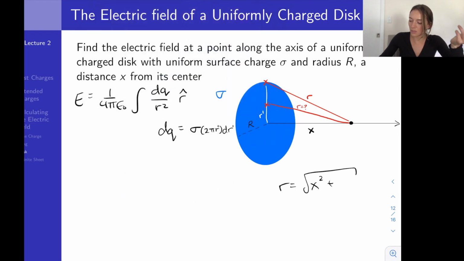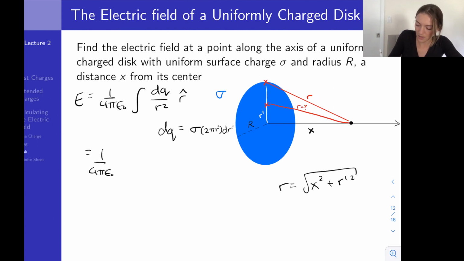And you don't have to call it r prime, you could call it s or whatever, that's fine. Just as long as it's clear that these are two different r's we're looking at. One's a variable of integration, and one's just a distance for our equation here. Okay, so now I can write my electric field this way.